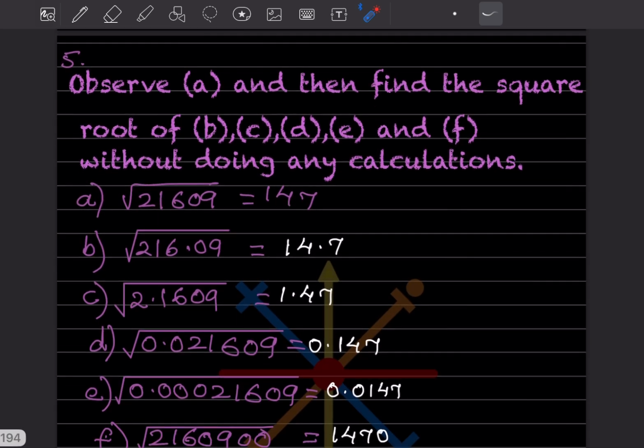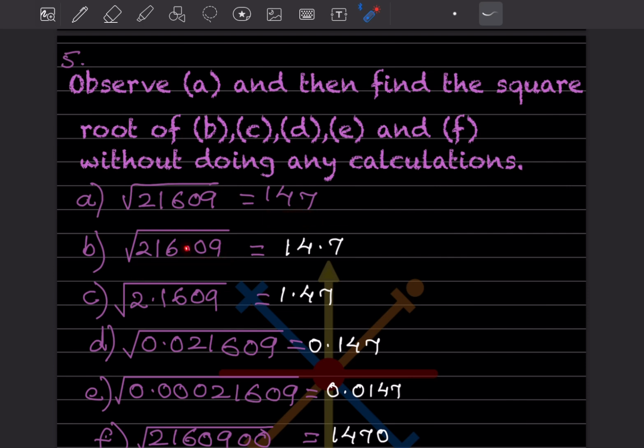Observe A and then find the square roots of B, C, D, E, and F without doing any calculations. Now see here, A is already given, and the answer for this you got as 147. That is a perfect square. But now you can see there is a decimal over here. So for this one, that is 147. For this whole thing, it is 147.